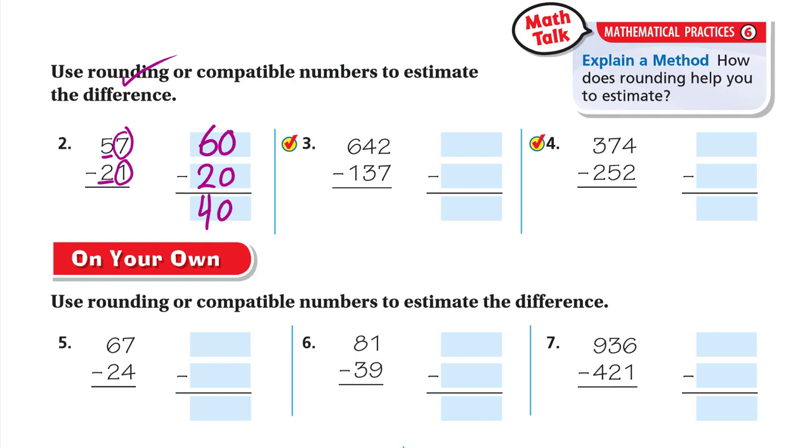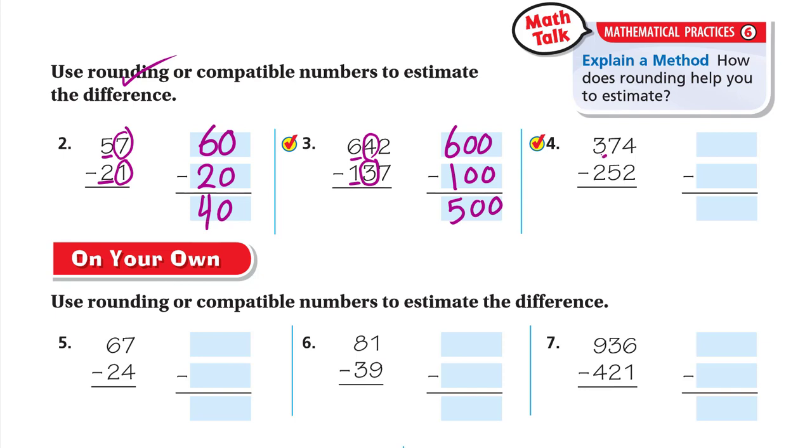Number 3, let's round it to the nearest hundred. To the right of the 6 we have 4, which is a weak digit, so we'll keep it 600. And here to the right of the 1 we have 3. The 3 is a weak digit, so we'll keep it 100. So 600 minus 100 is actually 500.